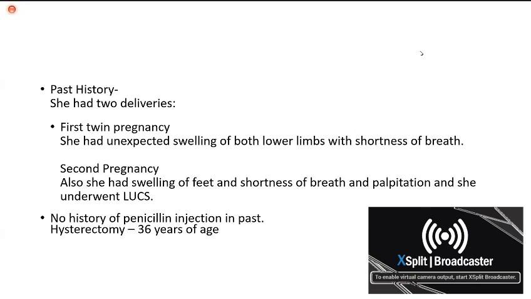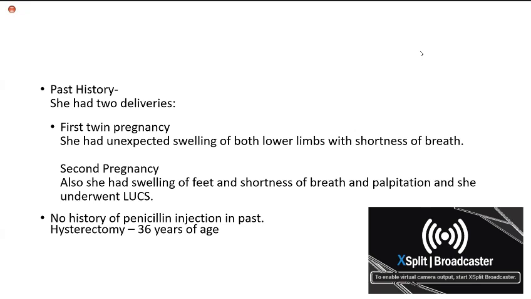What is the age of this second child? Around 26 years of age, sir. She was 26 years of age. So that is quite some time ago, almost 36 years ago. Yes, sir. So she had a hysterectomy done at 36 years of age. Oh, what was the reason? Reason, sir, I did not know. And at that time she had palpitation also. So in the second pregnancy, she had palpitation also.